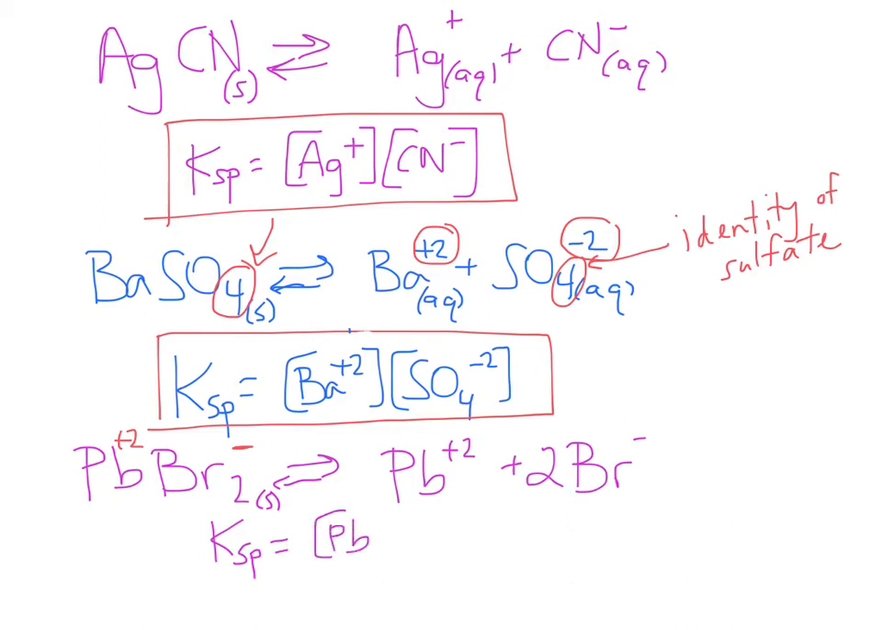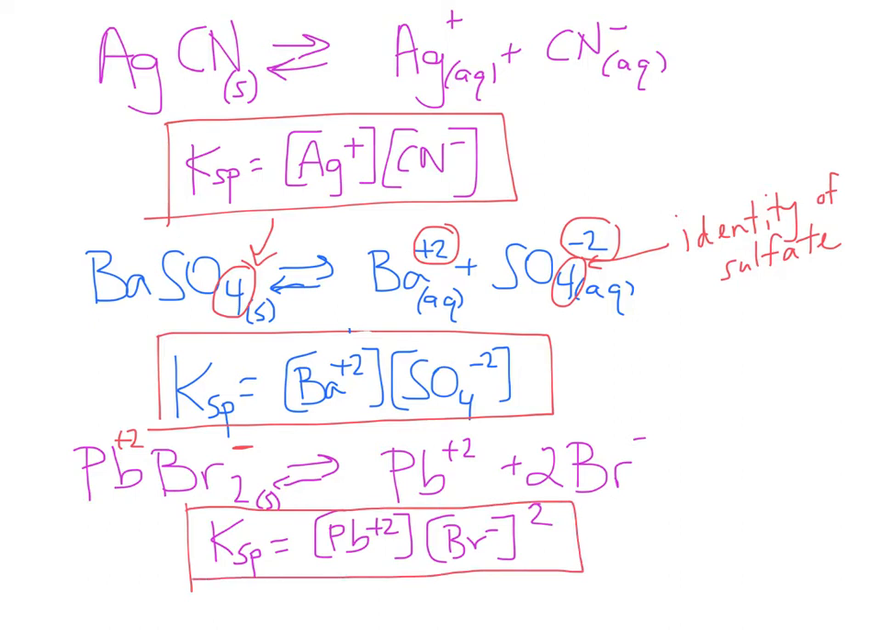It's Pb2+ times Br- squared, because that 2 is now a coefficient, and so it will become an exponent. I have one more that I'm going to show you, and let's see if we can get it. This one is Cu3(PO4)2, typically considered insoluble, but if it were to dissolve even just a little bit, it would turn into copper ions and phosphate ions.